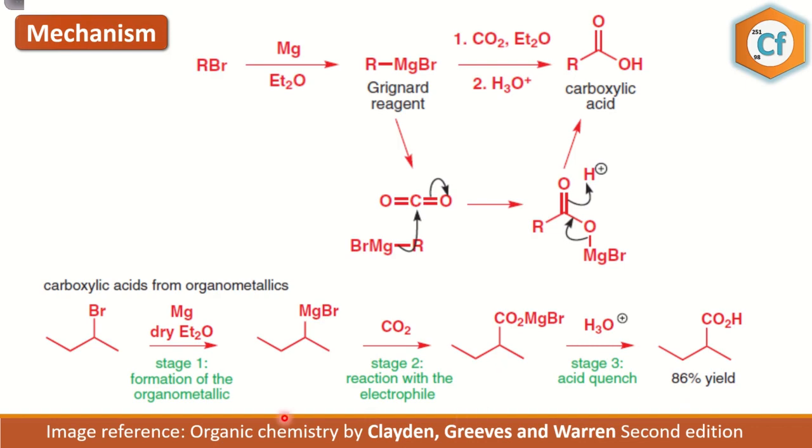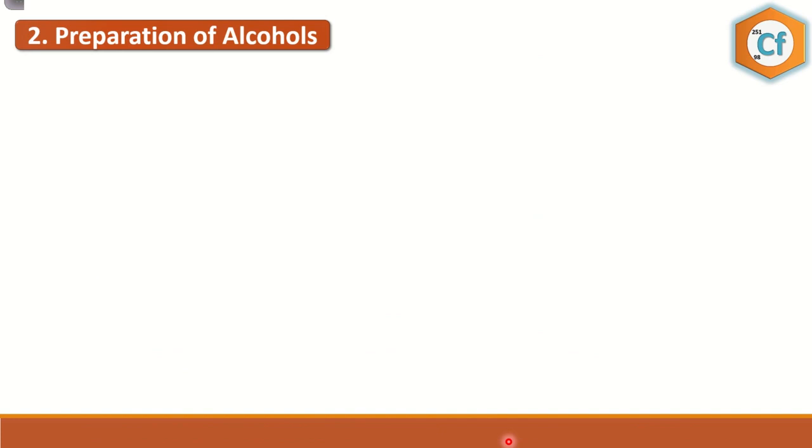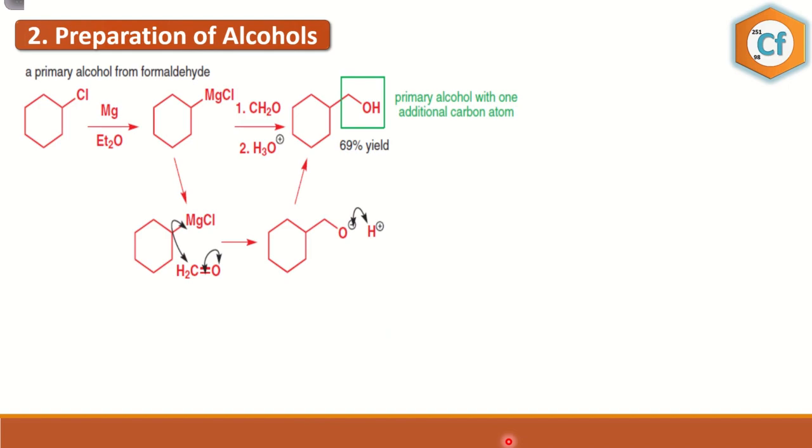So this example I have taken from the book Clayden, which is very important for NET preparation. Now, preparation of alcohols. Grignard reagents are very useful in the preparation of alcohols. How? Let's see here. So I'm explaining with the help of an example.